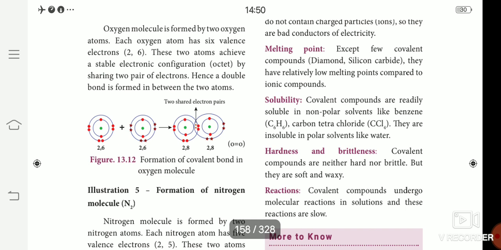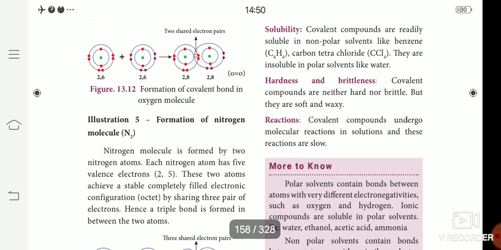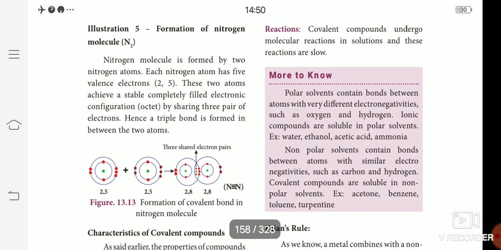The next one is the formation of the nitrogen molecule. Nitrogen's atomic number is 7. The first shell is completely filled with 2 electrons. Then the second shell is incomplete because only 5 electrons are present; 8 electrons would complete it.